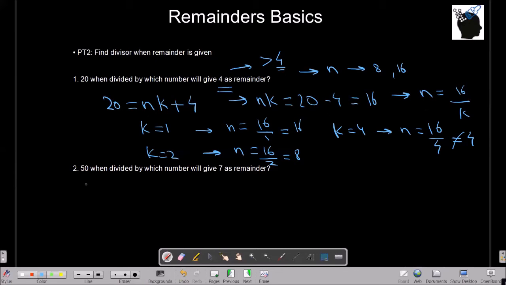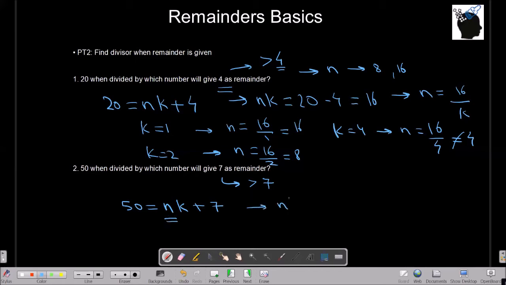Let's try the second one. So 50 when divided by which number will give you 7 as remainder? As we noticed in the previous one, your value of the divisor has to be greater than 7. So your divisor can be 8 or more than 8. So I can write 50 as n into k plus 7. And again, we are trying to find the value of n.